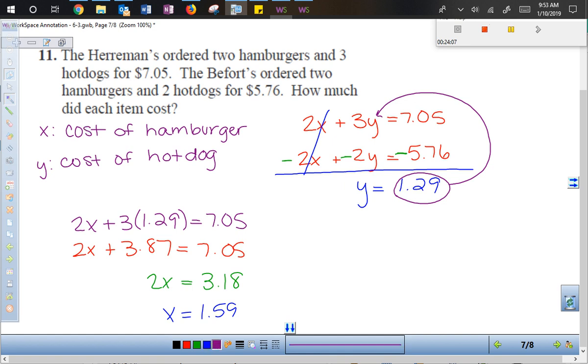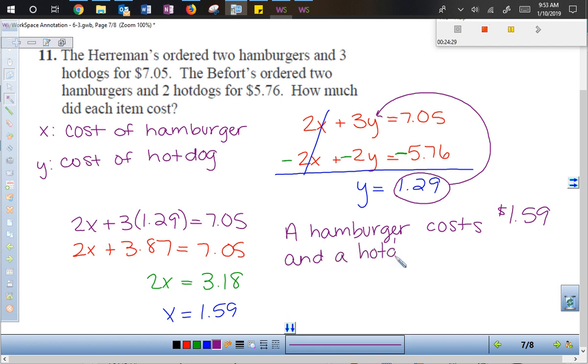Finally, we just have to write our answer in a sentence. And all we have to say is what each one is. So it says how much did each item cost? A hamburger costs $1.59. And a hot dog costs $1.29.